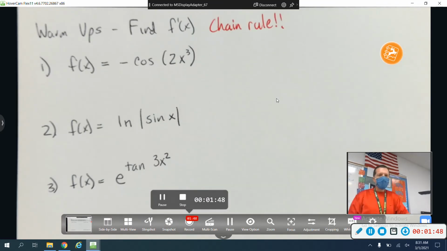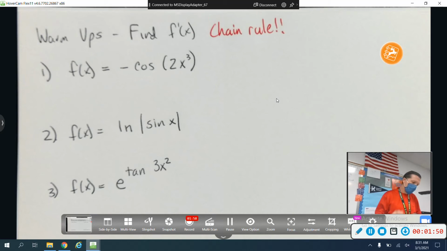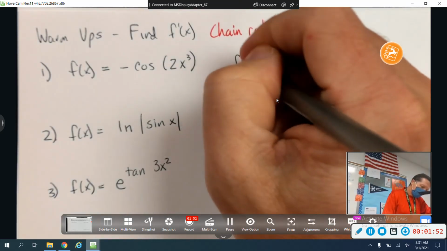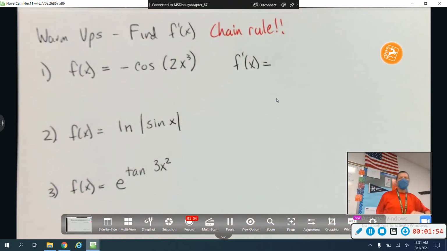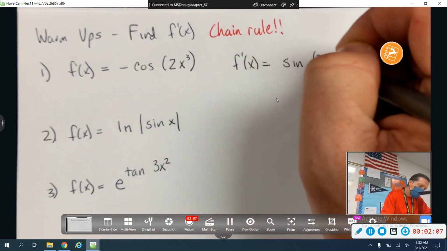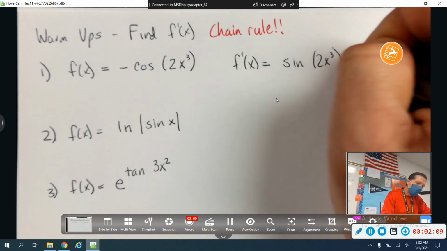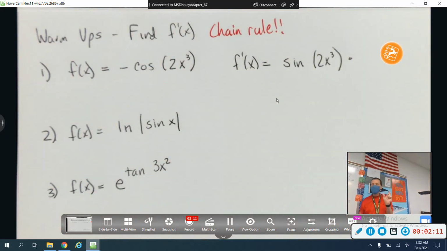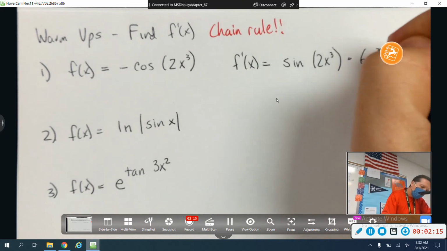Chain rule, chain rule, chain rule, as well as just knowing the basic rules. So what's the derivative of cosine? Negative sign, so negative, negative becomes positive. The argument stays the same. Right? The inside always stays the same, but then the chain rule times 6x squared.